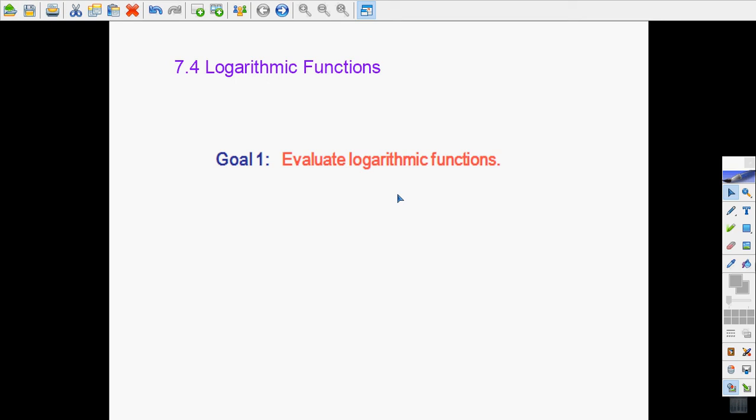For logarithms, this is actually just going to be day 1. So we're not going to do all the notes today. We're going to break it up into 3 days. So welcome to logs.